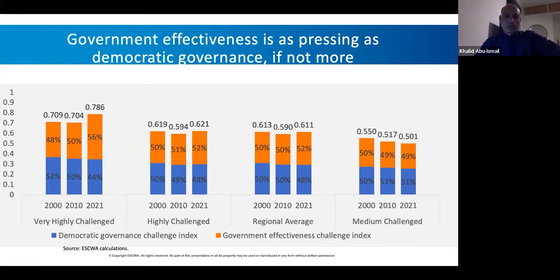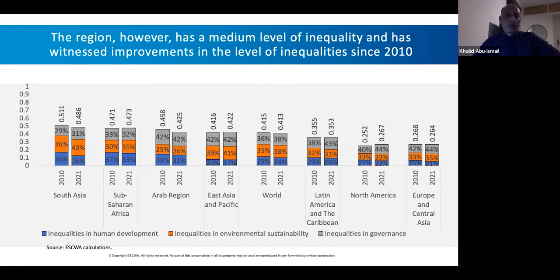It has a significantly higher contribution to that sustainability index. And government effectiveness is, as we said, the most pressing challenge facing the region. But it's not, as one would have expected, democratic governance only. It's also government effectiveness. In fact, the government effectiveness challenge, part of this index, has a higher share in almost all of the groups, except the medium challenge group, than democratic governance. So that's very telling, because it basically says that governments in this region have a major problem, not just with the pillars of accountability and openness and participation, etc., but also with their ability to function and to deliver on basic services.